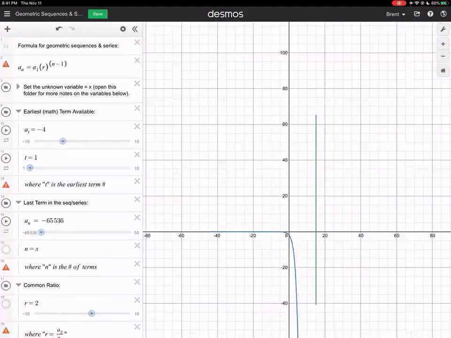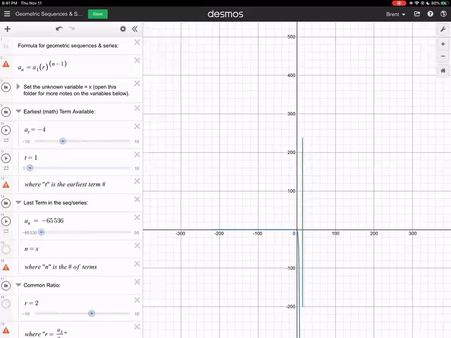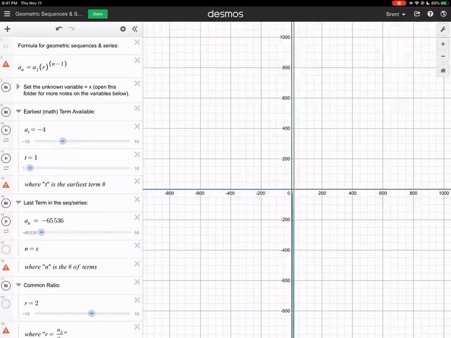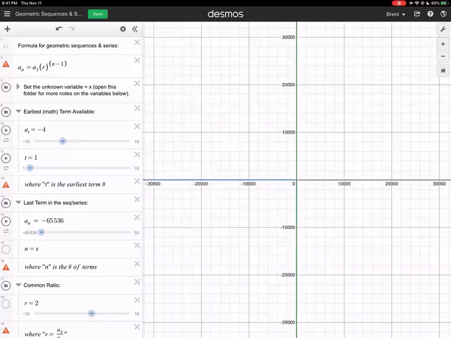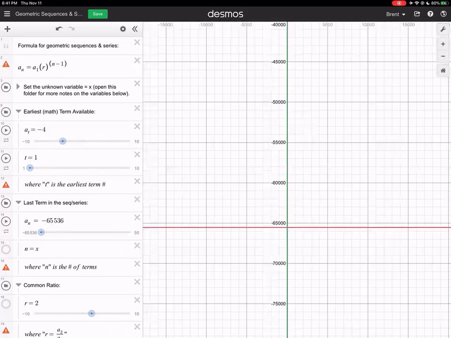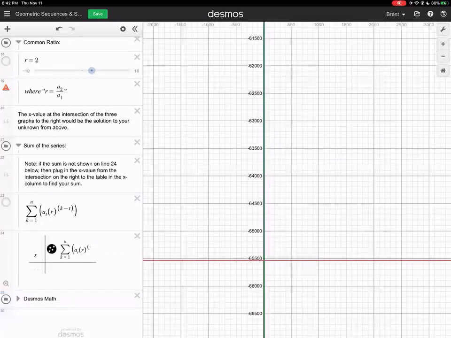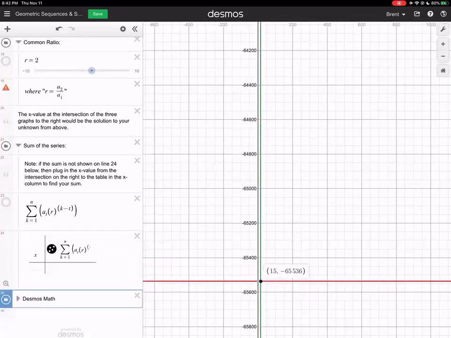I'm looking for where these graphs intersect. And so again, it looks like I'm going to have to zoom way out. I'm going to start hitting the minus over there. And I'm looking for the 3 graphs. I saw the blue and the green. They're getting really close to one another. There's the red. And so if I zoom in on this, we should get our answer right there. The answer is 15. That's the number of terms.